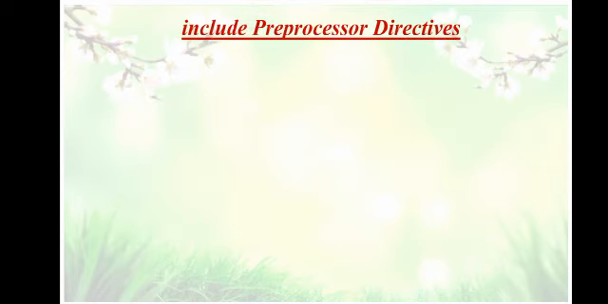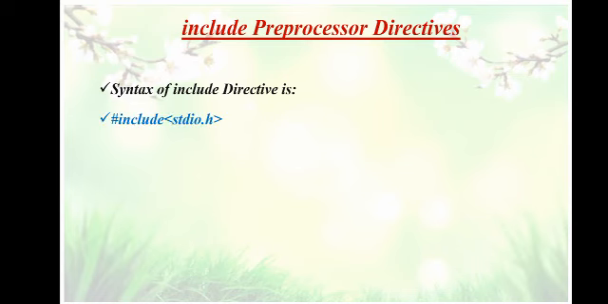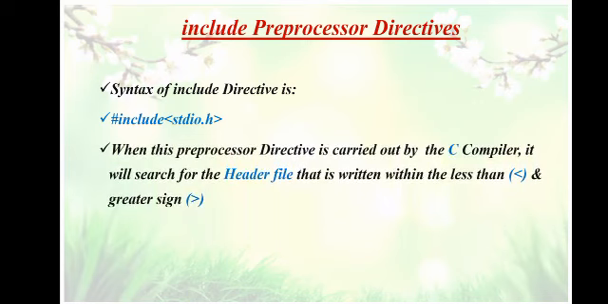Then the include preprocessor directive. What is the syntax of the include preprocessor directive? It is hash include, then a less than sign, then stdio.h, then a greater than sign. Preprocessor directives start with which symbol? The hash symbol. When the C compiler carries out this directive, it searches for the header file written within the less than and greater than signs. The header file is stdio.h.